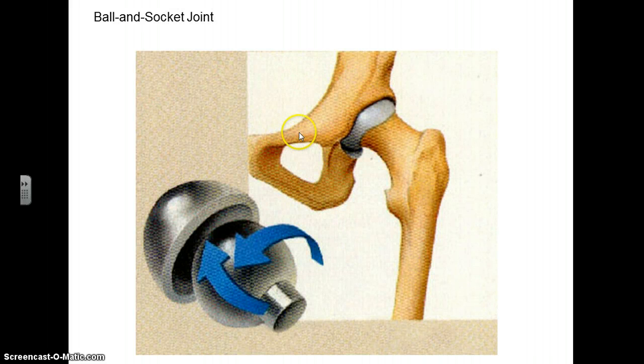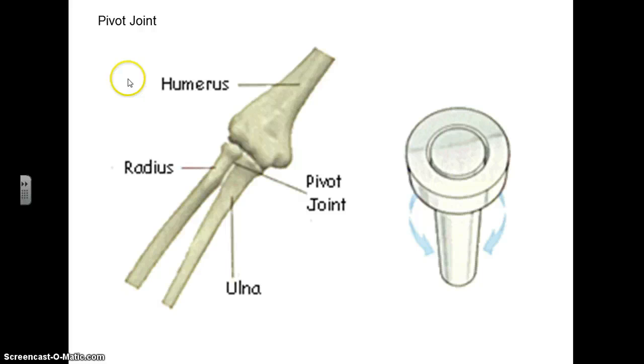Ball and socket, your hip and your shoulder. This is one of the more flexible joints. You're able to move it around in, of course, many directions. Pivot joint, the radius, which is one of the bones in your lower arm, is a good example of this. So it allows you to rotate or pivot your lower arm. Essentially, the radius pivots against the humerus.